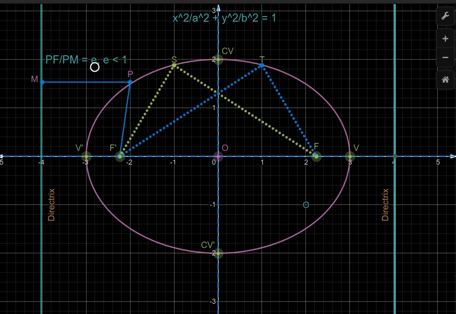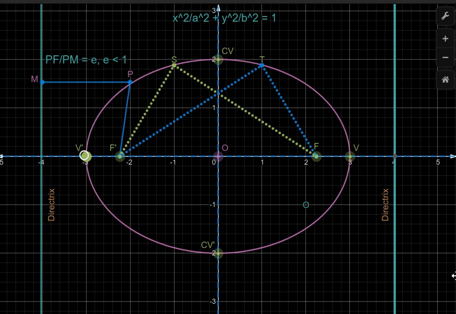It is equal to e. e is the eccentricity of an ellipse. The value of e is between 0 to 1. It is always less than 1. So this definition helps us to provide a mathematical model. And when we solve this equation, equating the ratio of these distances to e, we get an equation which is x square over a square plus y square over b square equals 1.